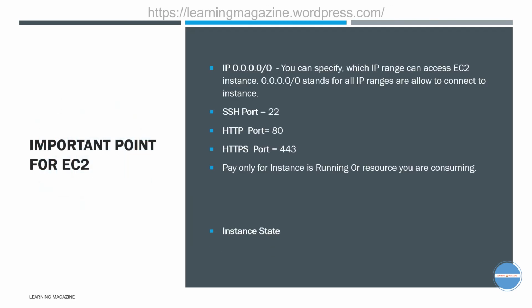Few important points to remember. You can specify which IP range can access EC2 instance. Incoming firewall setting for EC2 gives IP range 0.0.0.0/0, which stands for incoming request is allowed from all IP ranges. SSH port is 22. HTTP port is 80. HTTPS port is 443. Pay only for instance is running or resource you are consuming. So stop the instance if not using.